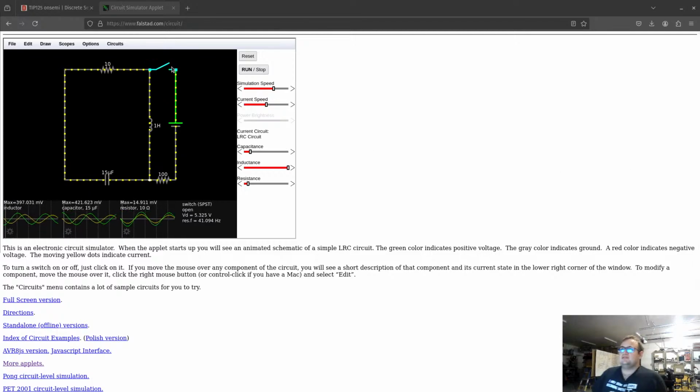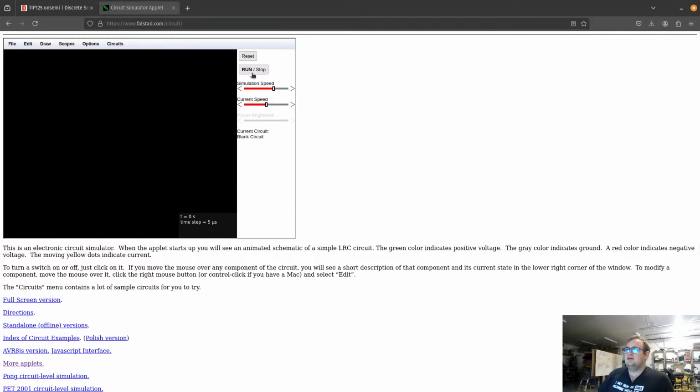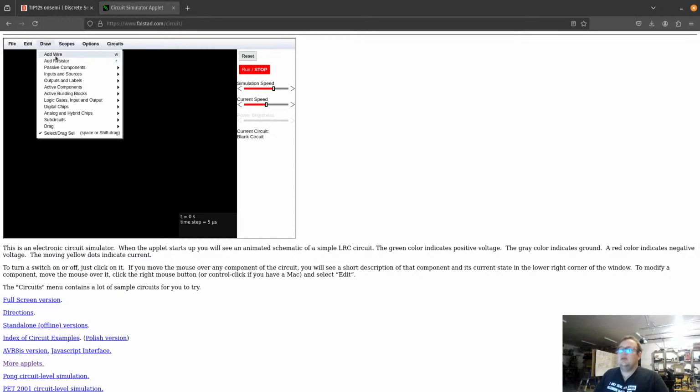So let's start. I'll just clear this out. New blank circuit. And we will stop everything. And we are going to start with figure 1.33 on page 30 of Microelectronic Circuits and Devices. This one here. Draw.